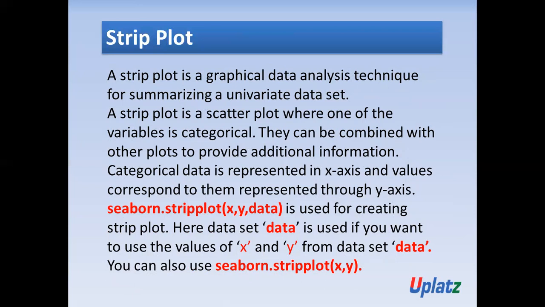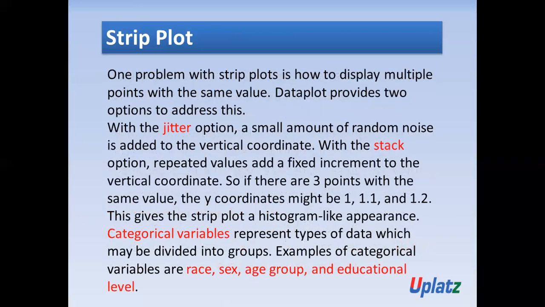But in a strip plot, one variable belongs to the numerical data and one variable belongs to the categorical type. Categorical variables represent types of data which may be divided into groups. Some categorical variables are race, sex, age group, educational level. I hope you got an idea about strip plot.